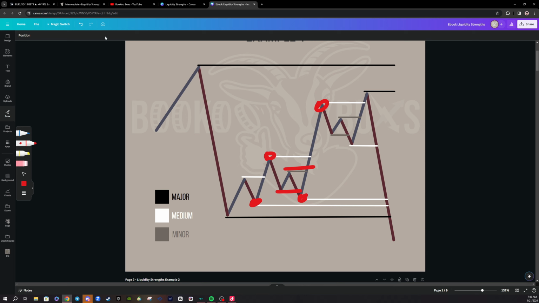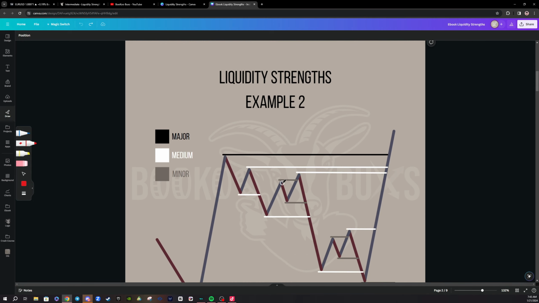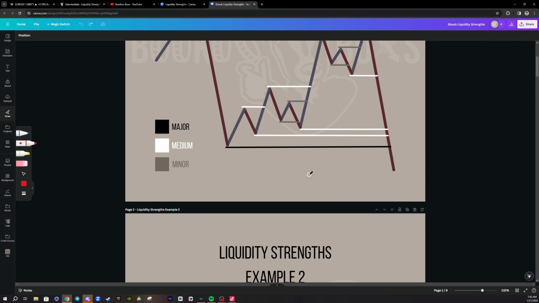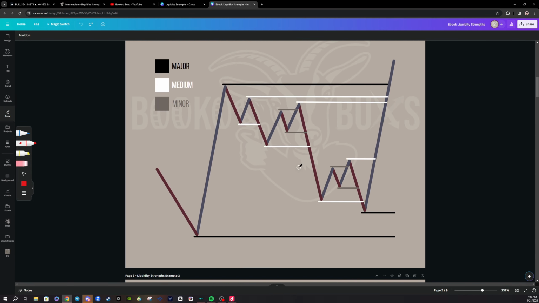Therefore, in this example, I break down major being from here to here, medium being in between, or one step lower, from these highs and lows right here, and then minor being the ranges within those ranges, from here to here, here to here. I bring this up, but before I do that, I will bring up another example and then maybe break it down a little bit more to make it understandable and why it's important.